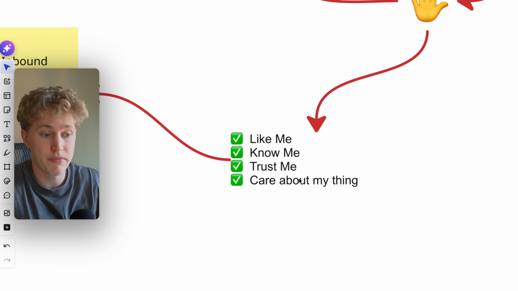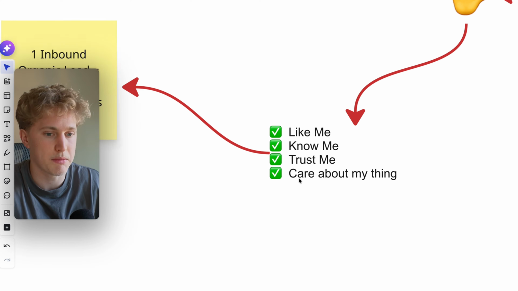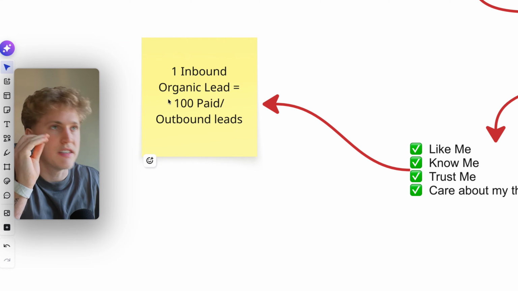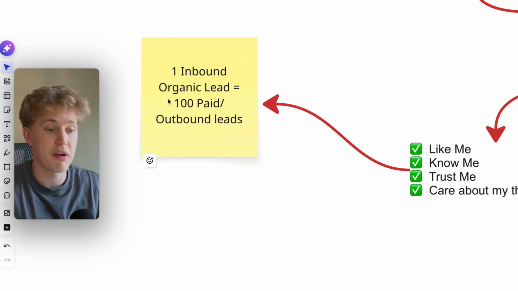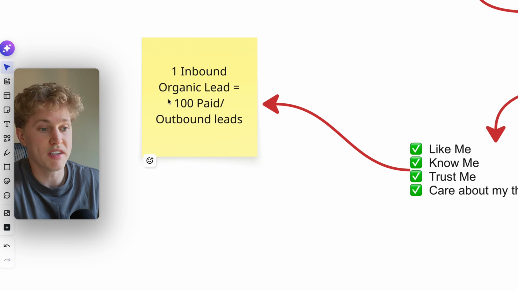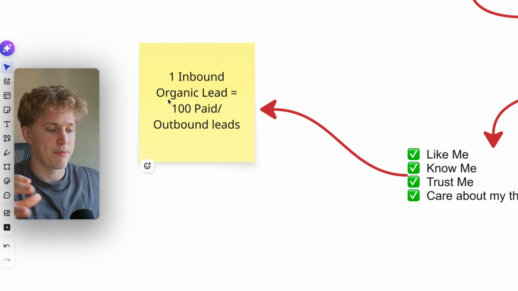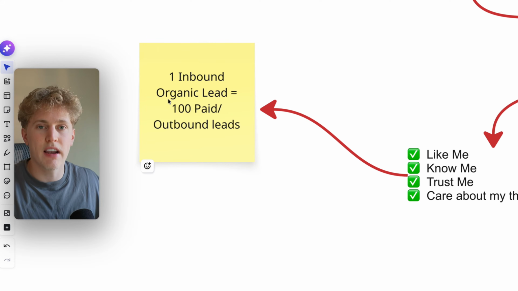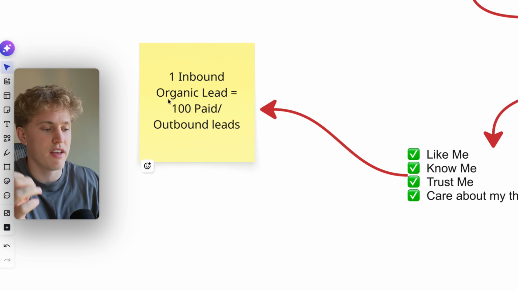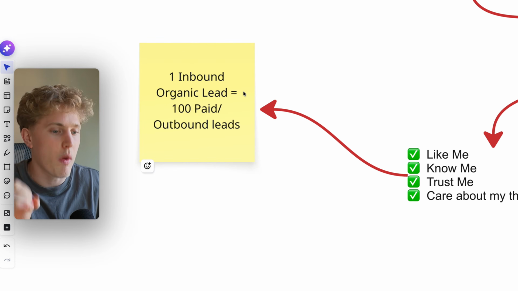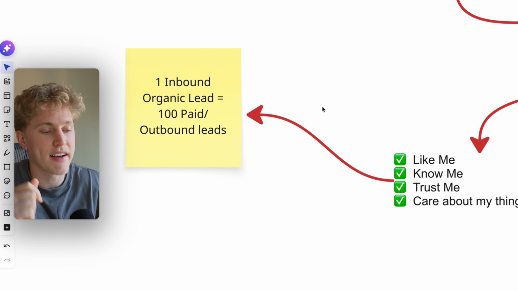Most of them like me. They know me. They trust me. And they care about the thing that I'm talking about. And trust me when I say that one inbound organic lead is easily worth 100, I would even argue multiple hundred, maybe even 1,000 paid and outbound leads, because like I say, they have trust, they have rapport, they have credibility, they know who I am. There's already an element of hierarchical social proof there, and nothing beats that, absolutely nothing. Probably not 1,000, but I would definitely say one inbound lead is worth around 100 paid or outbound leads.